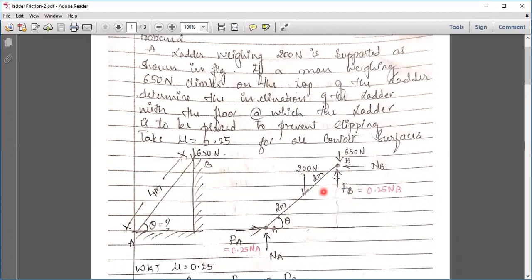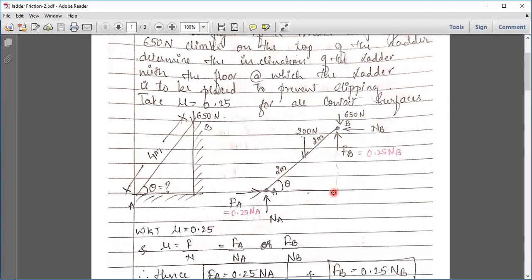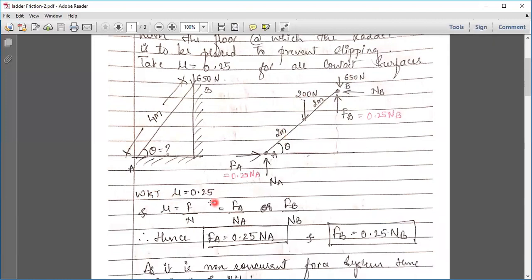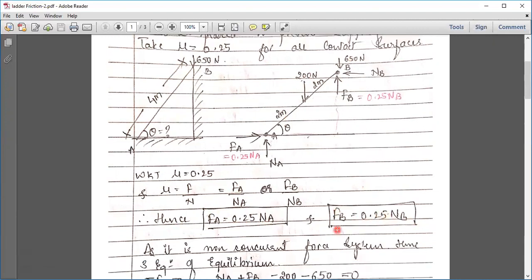200 is the weight of the ladder. 650 is the weight of the man who is standing at the top of the ladder. The entire length of the ladder is 4, so 200 would be equally divided at 2 meters and 2 meters. They've given us mu 0.25. So we know that mu is F by N from the law of friction, which can be FA by NA or FB by NB. I will substitute 0.25 equal to FA by NA and I get the relation FA is 0.25 times NA. Similarly, FB is 0.25 times NB.